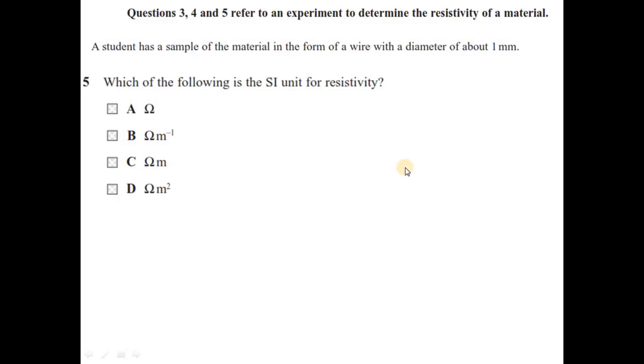Question 5. Which of the following is the SI unit for resistivity? If you see the formula, rho is equal to R A by L. So resistance is ohm, area is meter square, and length is meter, and 1 meter gets cancelled, so you have ohm meter. Option is C.